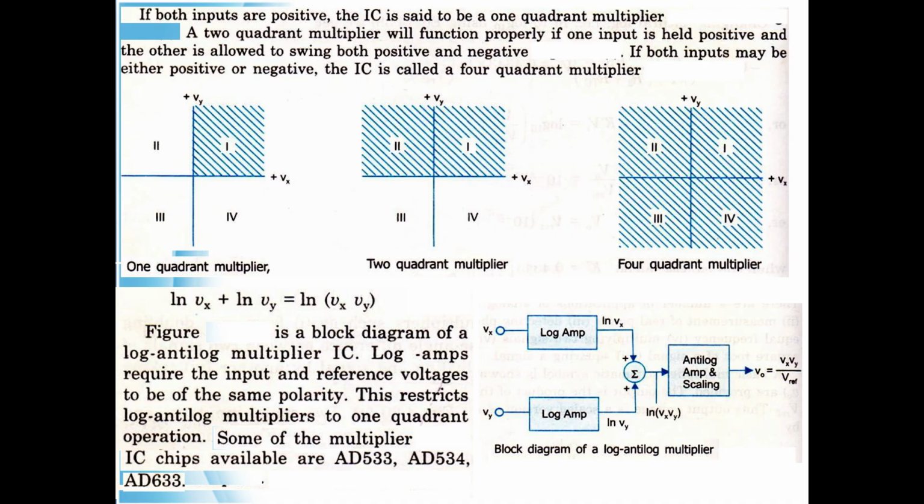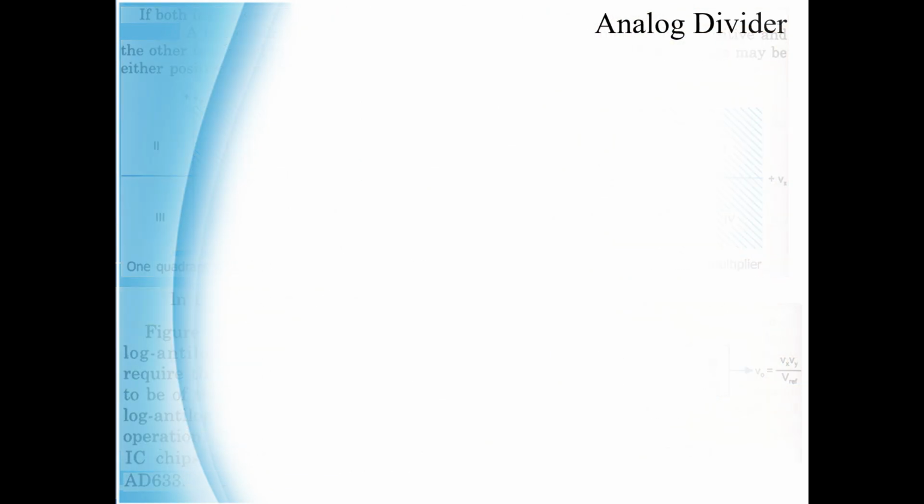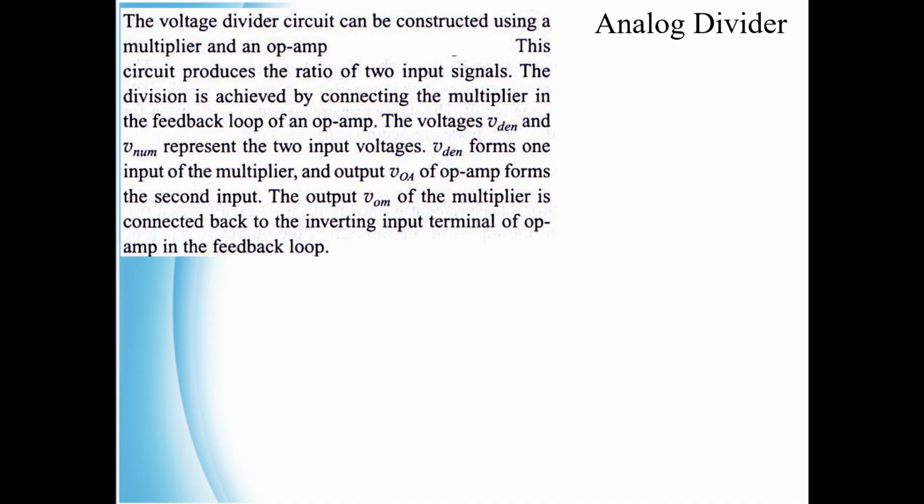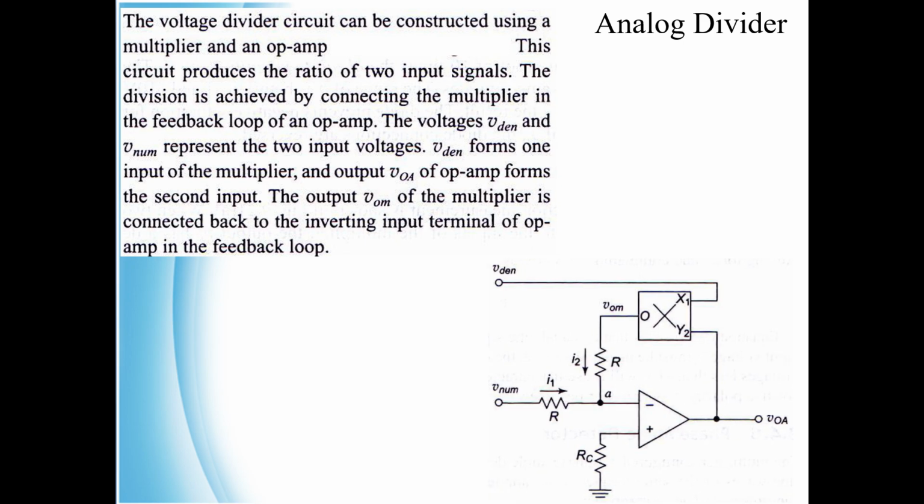Some of the multiplier IC chips available are AD533, AD534, AD633. Next we shall see briefly about the analog divider. The divider circuit can be constructed using a multiplier and an operational amplifier. This circuit produces the ratio of two input signals.